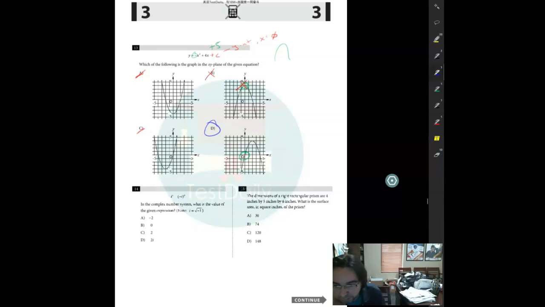Okay, number 14. We're dealing with complex numbers and these imaginary numbers. Keep in mind on these imaginary numbers that i to the 1 is just equivalent to i, or the square root of -1. i squared is -1. i cubed is -i. And i to the 4th is just 1. So this says, as we read here, i squared, and then it says in a complex number, what is the value of the given expression?